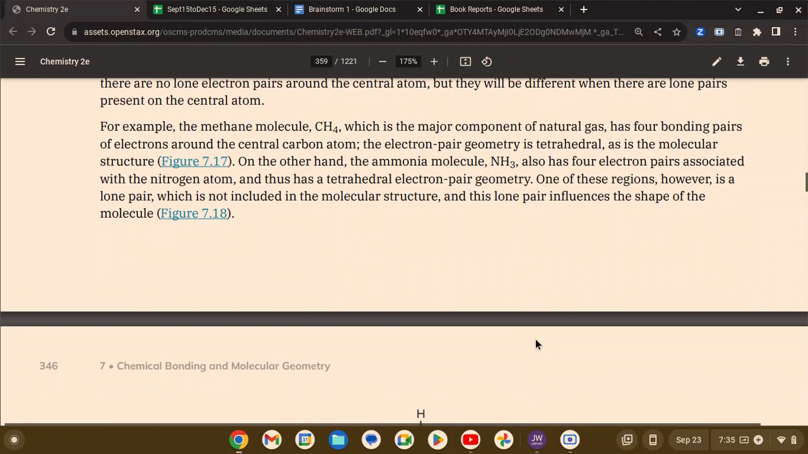For example, the methane molecule, CH4, which is the major component of natural gas, has 4 bonding pairs of electrons around the central carbon atom. The electron pair geometry is tetrahedral, as is the molecular structure. On the other hand, the ammonia molecule, NH3, also has 4 electron pairs associated with the nitrogen atom, and thus has a tetrahedral electron pair geometry. One of these regions, however, is a lone pair that is not included in the molecular structure, and this lone pair influences the shape of the molecule.